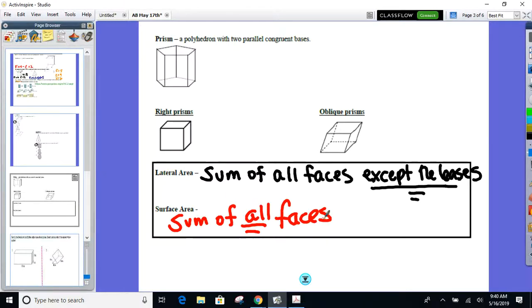We okay? Lateral versus surface area. Yes? Lateral versus surface area. Oh, where'd it go? Oh, there it is. I don't know. What do you think? Do I go this? Or do I go this?